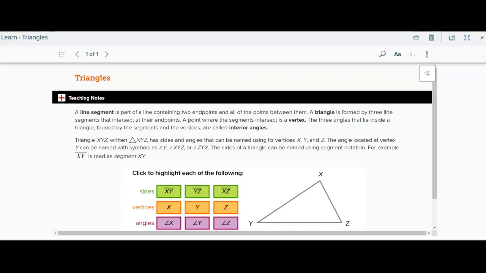Today's section is on triangles, so we're looking at angles again, but in relationship to triangles. So let's talk about a few things that you need to know about triangles. First of all, some vocabulary to review.